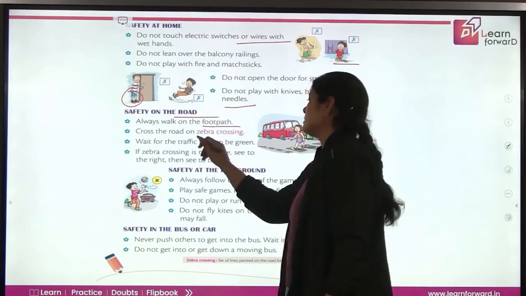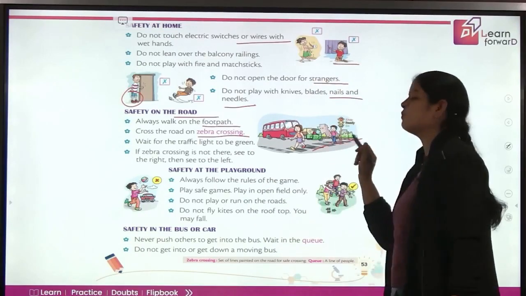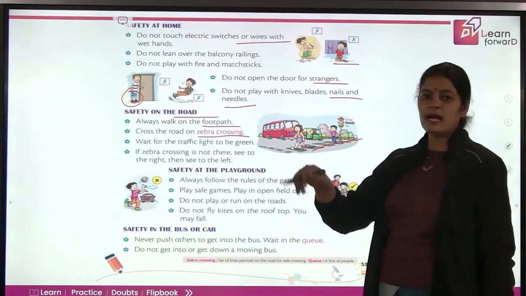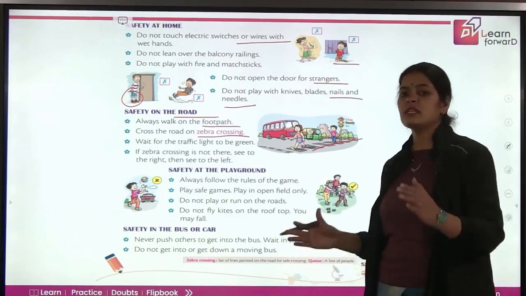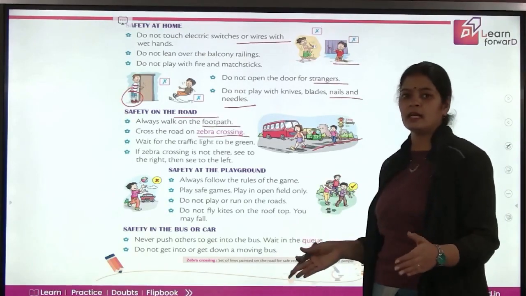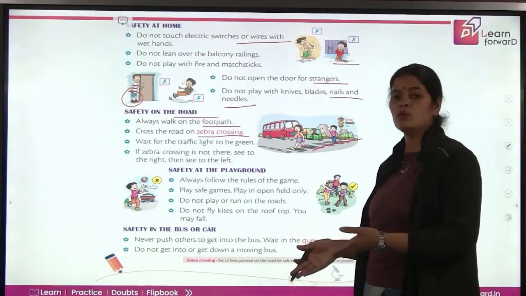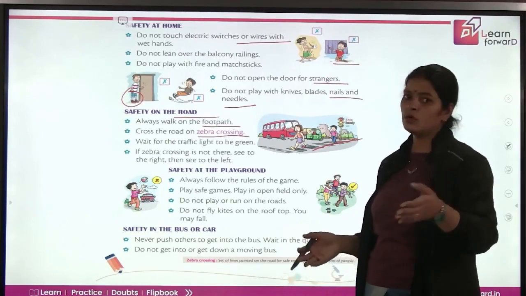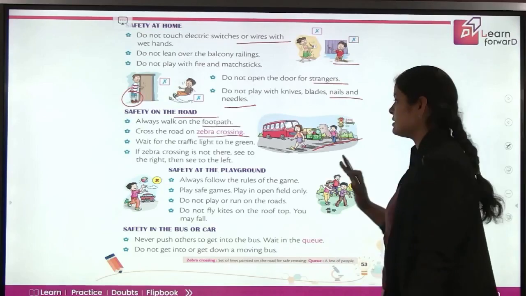Cross the road on a zebra crossing. This is a zebra crossing, with white and black stripes. This is a safe place. It indicates that a person who is walking can cross the road over this area. So it is a safe path.